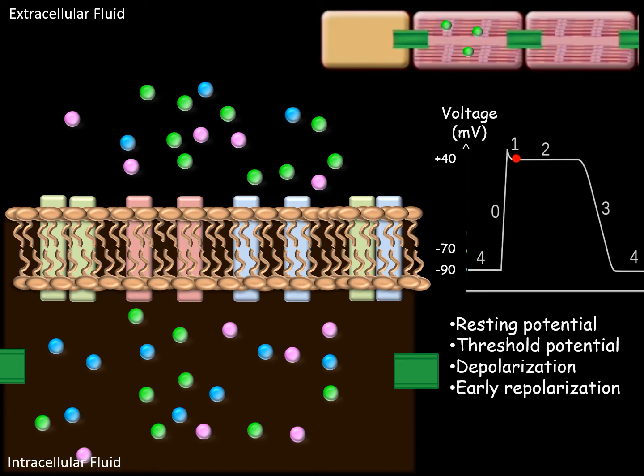Now remember one thing, that slow type L-type calcium channel is still open, unlike the sodium channel which has been closed. So right now, the amount of calcium ions entering the cell is equal to the amount of potassium ions moving out of the cell. And that's why there is no difference in potential in the action potential curve. So this state is called plateau.